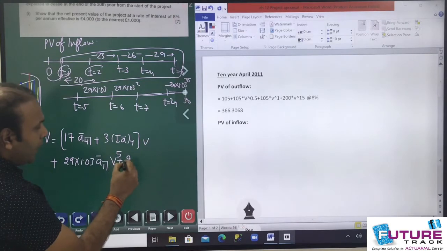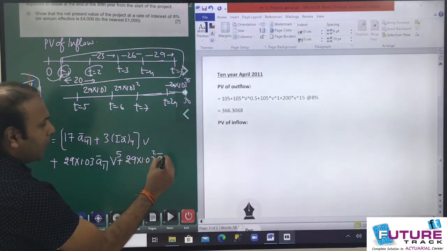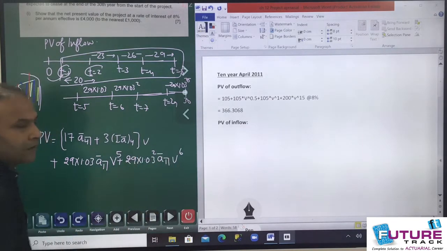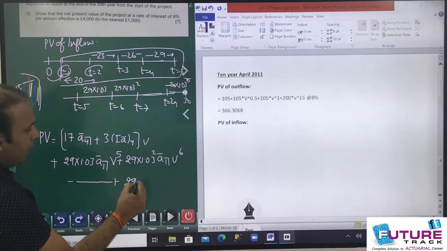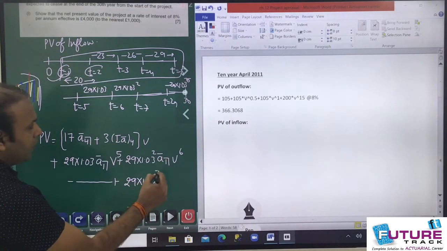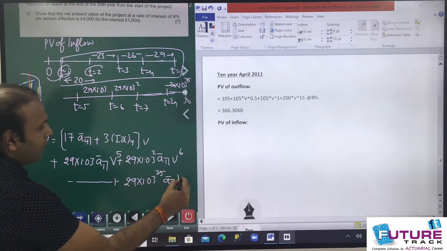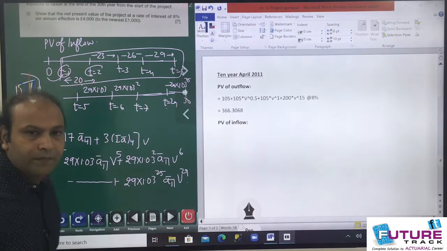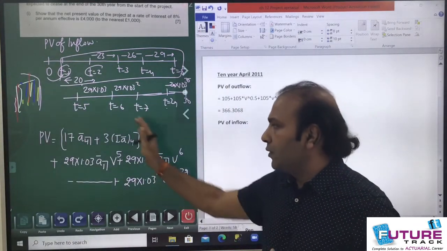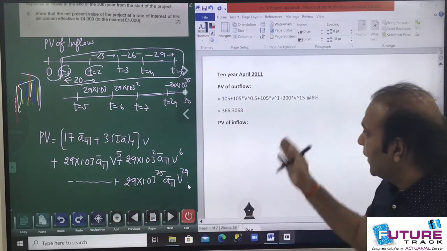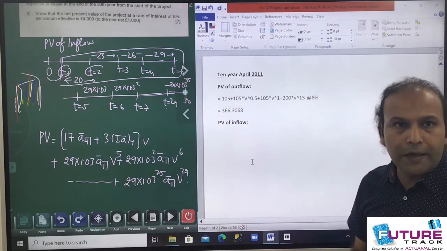Next, 29 into 1.03 squared A bar 1 v raised to power 6, and so on, up to 29 into 1.03 raised to power 25 A bar 1, which we discount back with v raised to power 29. Now this is what we have written if we write in a notebook. Let's see how we write it in Word. So you have to take help of the notation in the IFOA guidelines.